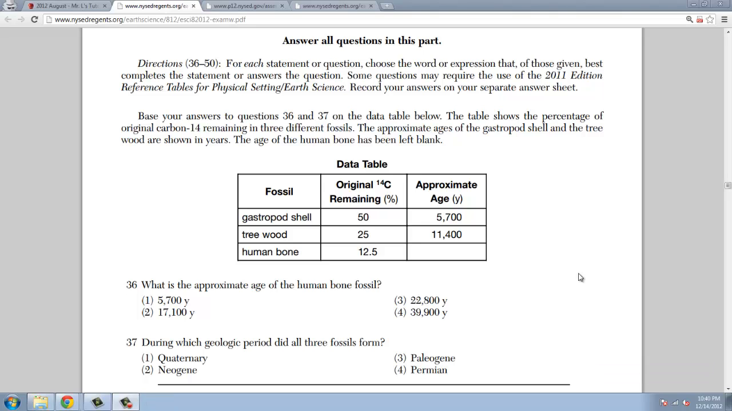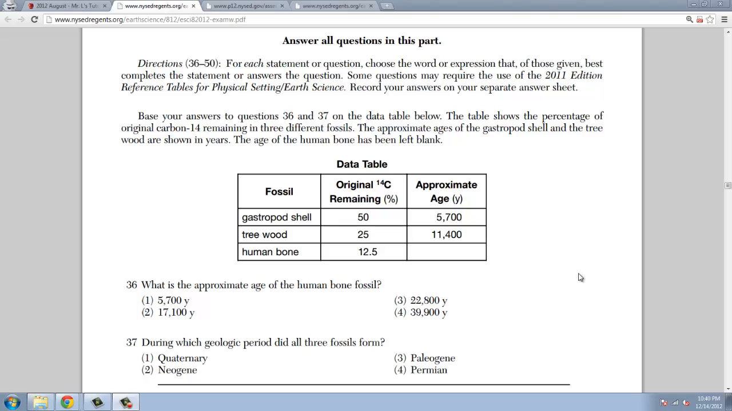Alright, so this is the video for number 36 and 37. In part B1, I am going to do videos together for grouped questions. The reason I'm doing this is because I see so many students doing these questions incorrectly and not in groups. What you have to understand, and what I always tell you, is read the top first. It says base your answers to questions 36 and 37 on the table below.